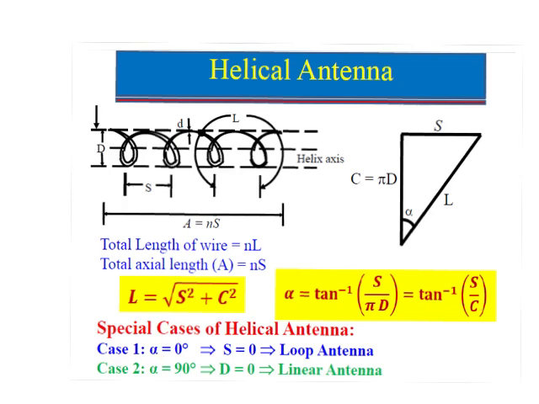And there are special cases with respect to this alpha value. When alpha is equal to 0, the loop antenna replaces the helical antenna. Similarly, when alpha is equal to 90 degree, the linear antenna replaces the helical antenna.